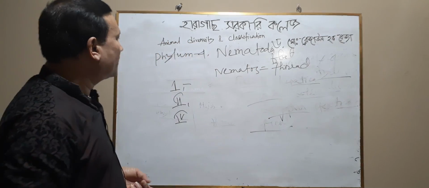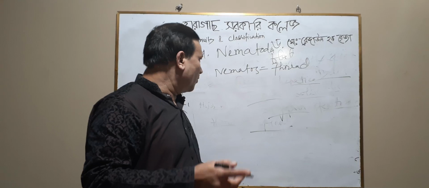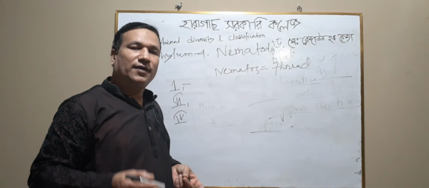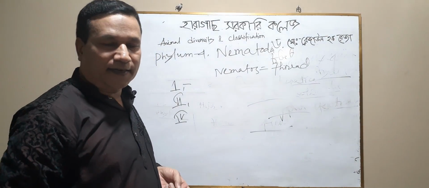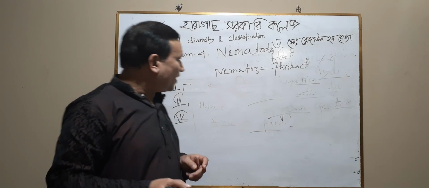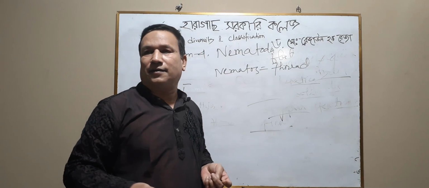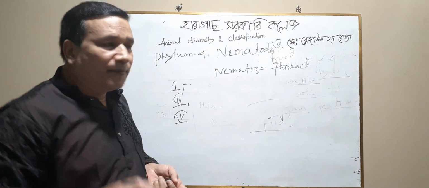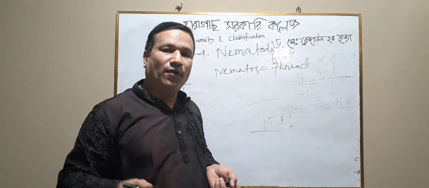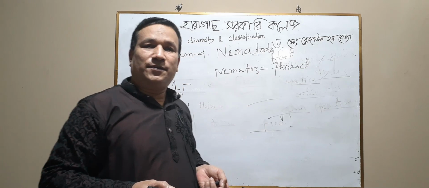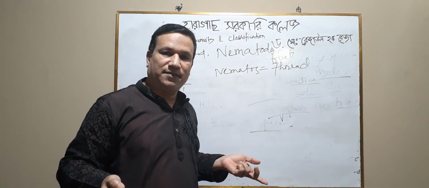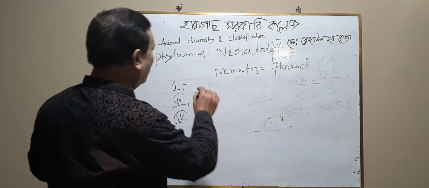Characters number 1, the body is elongated, tubular, pointed at both ends. Number 2, body wall consists of cuticle which is made up of elastin. Number 3, alimentary canal is straight and complete with mouth, anus and muscular pharynx. Number 4, no circulatory and respiratory system. Number 5, most of them are unisexual, showing sexual dimorphism.